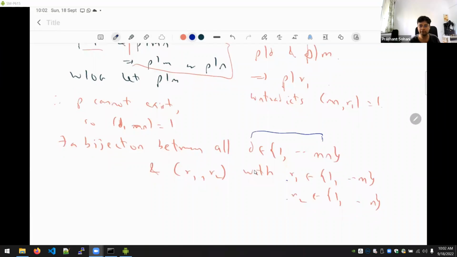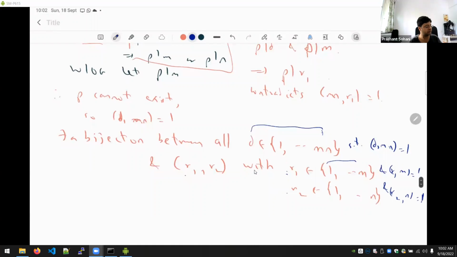That's not very interesting. Now we have gone one step further and said there is a bijection between all the D in the first set such that D is coprime with MN, and the set of pairs R1, R2, where R1 belongs to the first range and R1 is coprime to M, and R2 belongs to the second range and R2 is coprime to N. So now this is a much more useful bijection, because it allows us to say that the number of terms, so phi of MN, which counts the number of such D, will be equal to phi of M into phi of N.